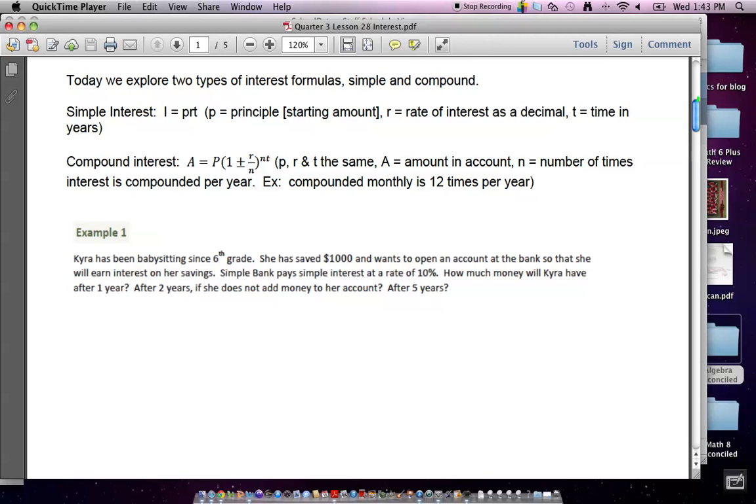So now, simple interest. Here's the simple interest formula. Interest is principal times rate times time. Principal is the starting amount of money you put in. R is the interest rate, but you always have to express it as a decimal. Very important. And T is the number of years.